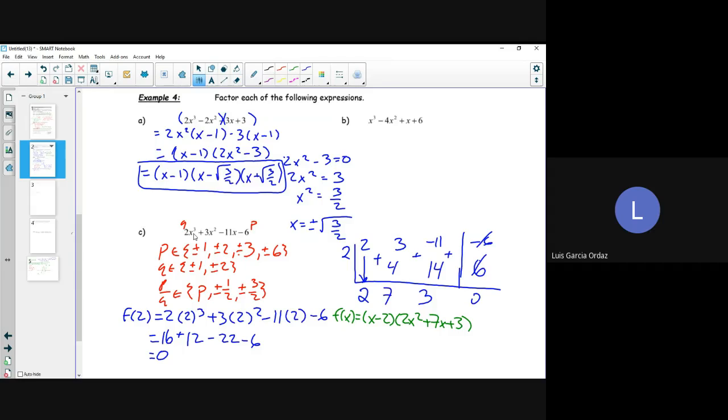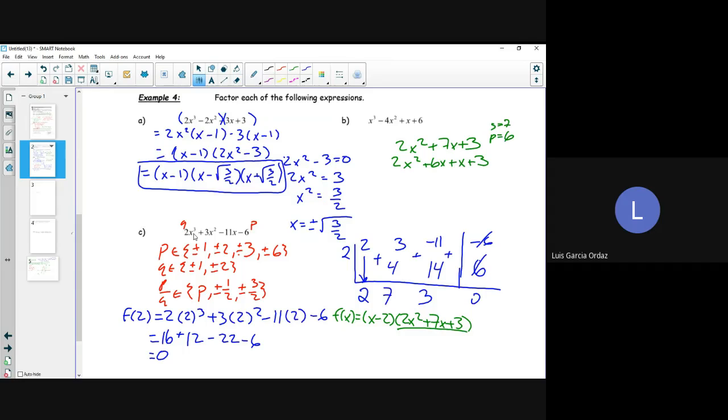So now all that's left to do is we need to factor the 2x squared plus 7x plus 3. So what would our sum be? 7. And our product? 6. What two numbers multiply to positive 6 and add up to 7? 6 and 1. So we got 2x squared plus 6x plus x plus 3.